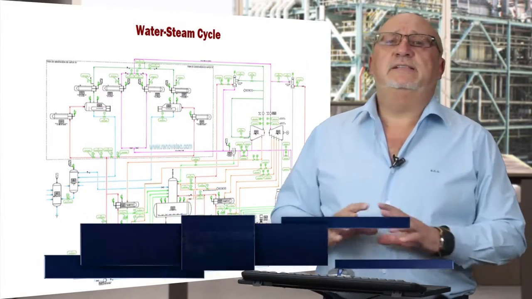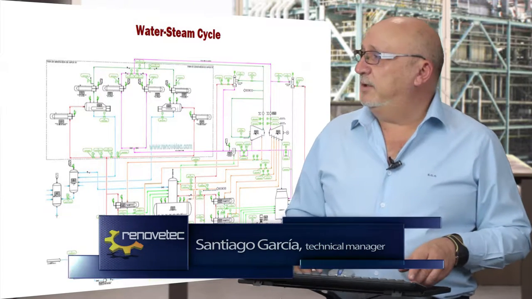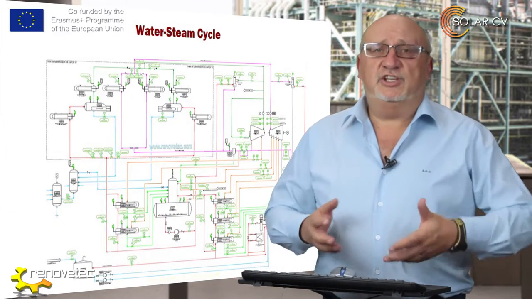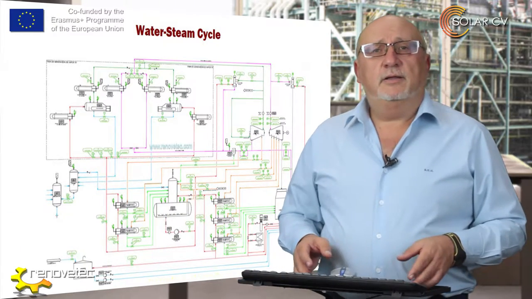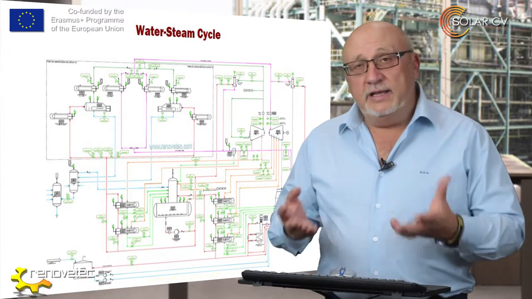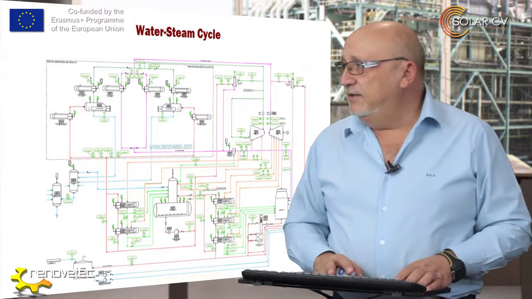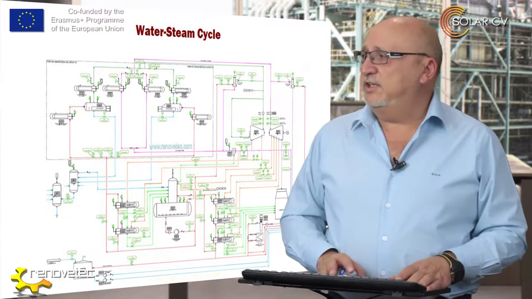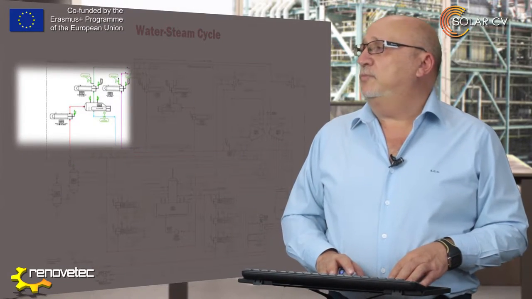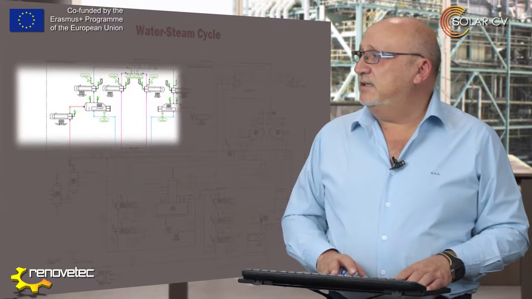The water steam cycle is the most conventional part of a PT plant, or a parabolic trough plant. The only difference is the exchanger. In another thermal power plant, this part may be a boiler, or maybe a gas turbine, etc. Here we have the exchanger, which, as we have seen, is the economizer, evaporator, superheater, and reheater. In this schema, we can see that this system is doubled.